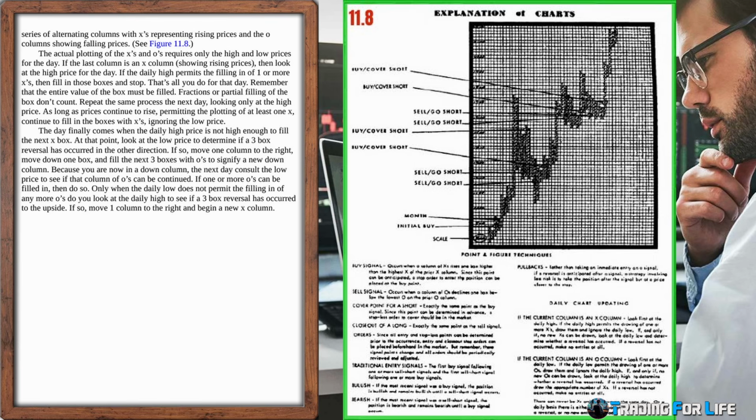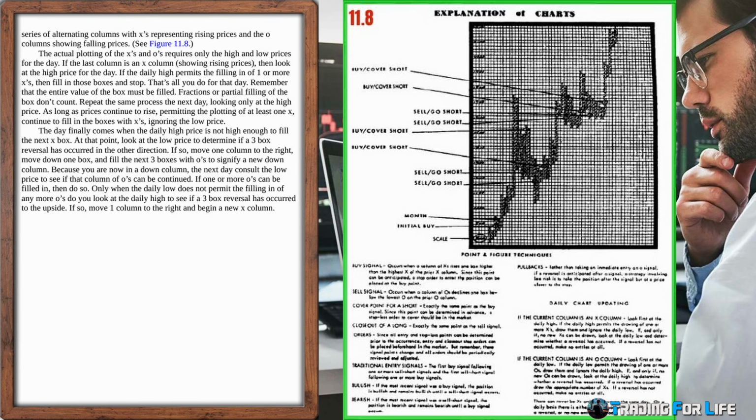The actual plotting of the X's and O's requires only the high and low prices for the day. If the last column is an X column showing rising prices, then look at the high price for the day. If the daily high permits the filling in of one or more X's, then fill in those boxes and stop. That's all you do for that day. Remember that the entire value of the box must be filled. Fractions or partial filling of the box don't count. Repeat the same process the next day, looking only at the high price. As long as prices continue to rise, permitting the plotting of at least one X, continue to fill in the boxes with X's, ignoring the low price.